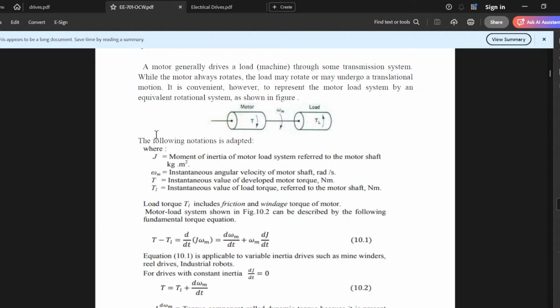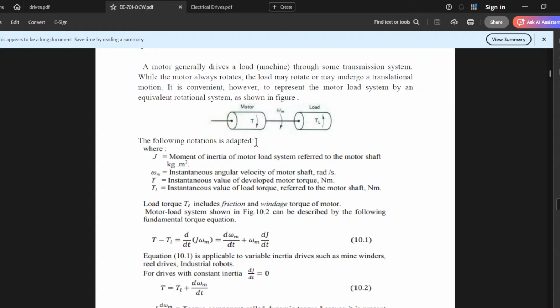T, motor torque, and TL, load torque. Load torque TL includes friction and windage torque of the motor load system.